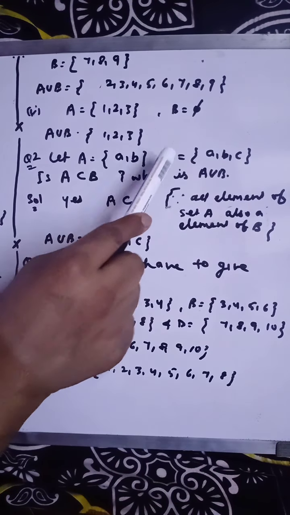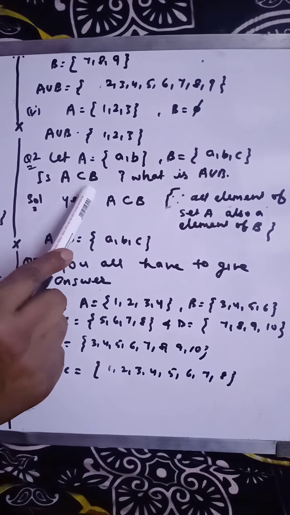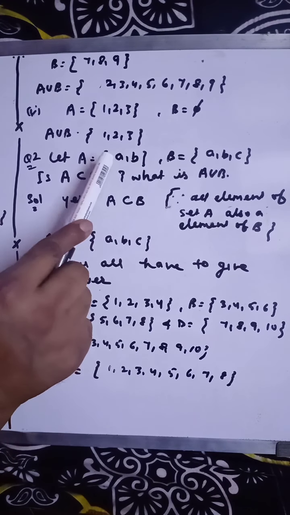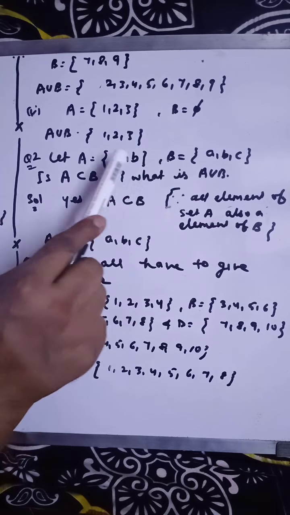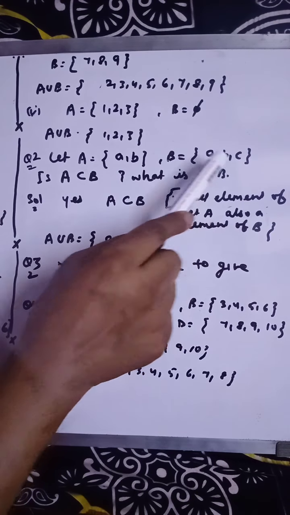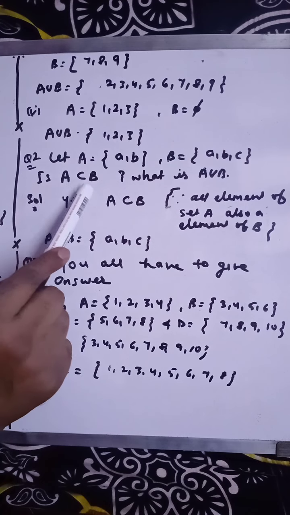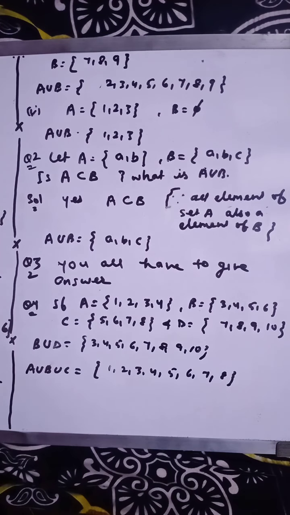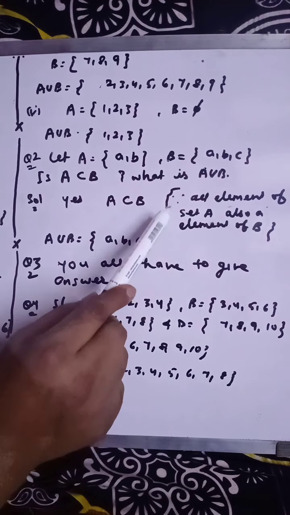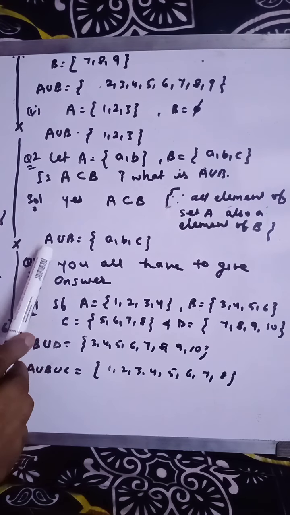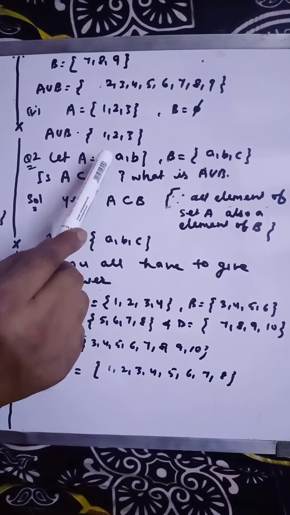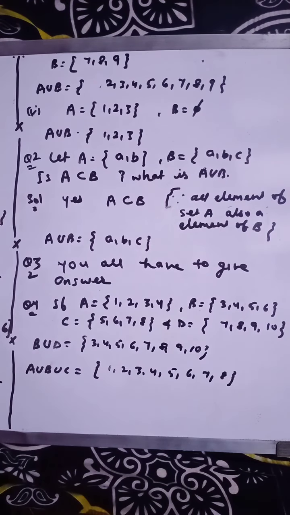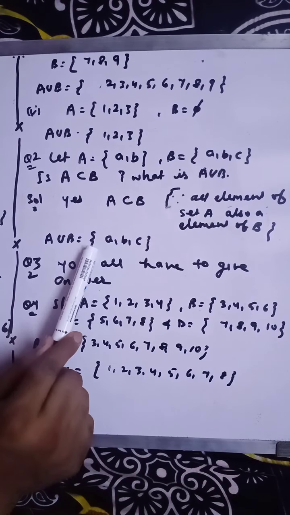Here A set is given to you, B set is given to you, and the question is whether A is a subset of B. So we have to check whether all the elements of A are coming in B or not. The elements of A are A and B. So A and B are also coming in set B. So yes, A is a subset of B. You have to write this because all the elements of A are also elements of B. This is the reason. And you have to write all the elements of A and B. So A, B, C. These are the three elements. So this is your answer.